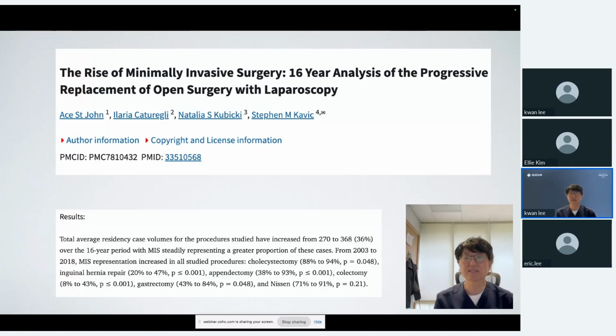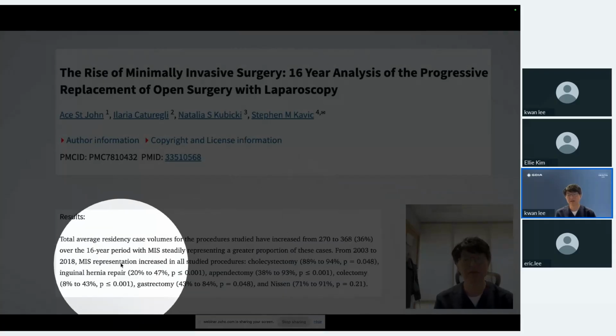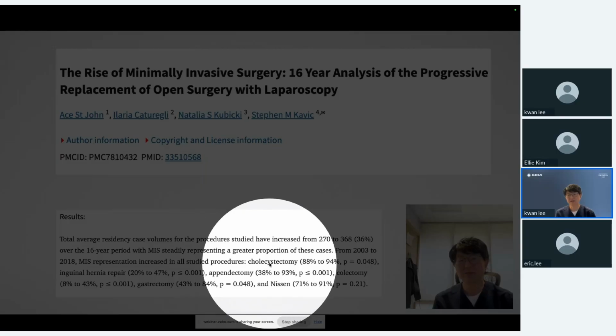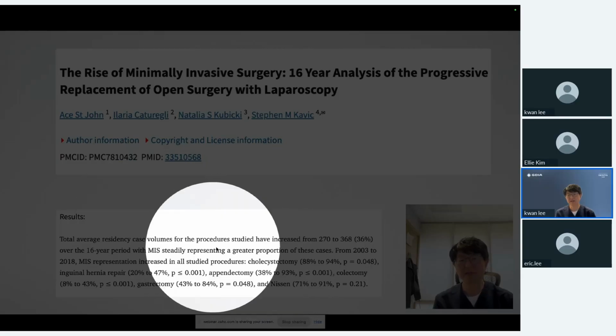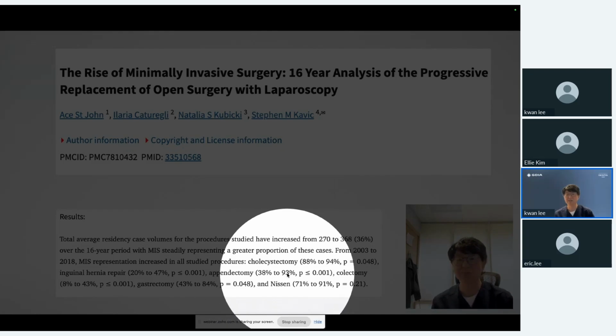As you can see, the highlighted colostomy and many of those hernia repairs, appendectomies, and most of the time during the 15 years, over the 15 years, the percentage of the minimally invasive procedure, which is a laparoscopic approach, increased from 38% to 93%.